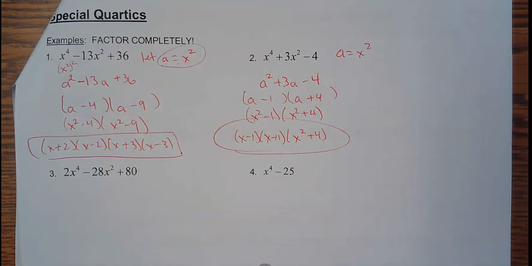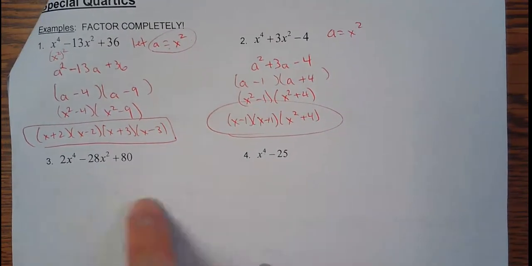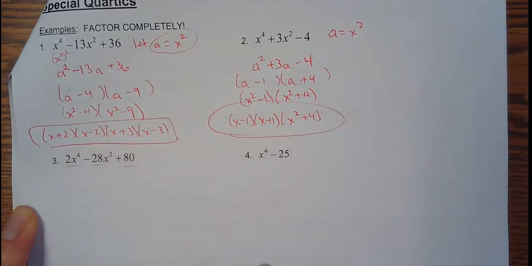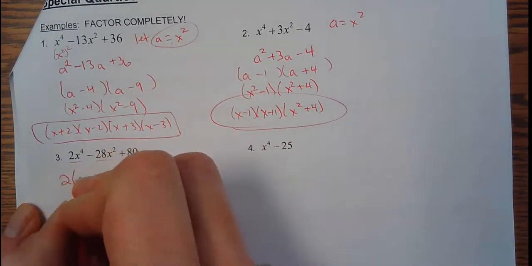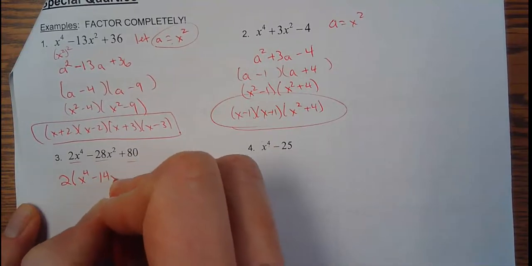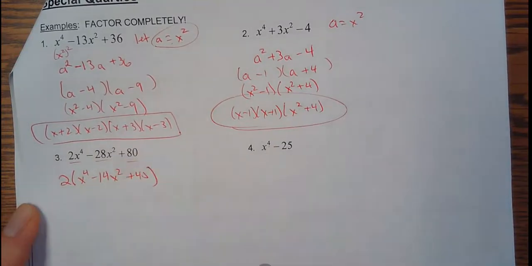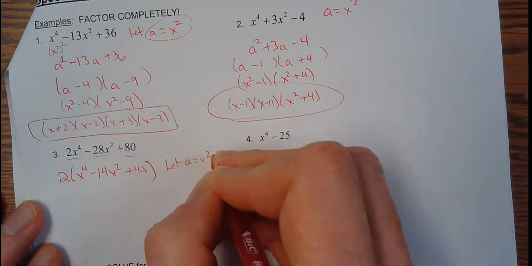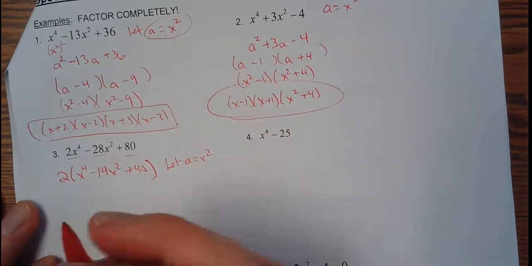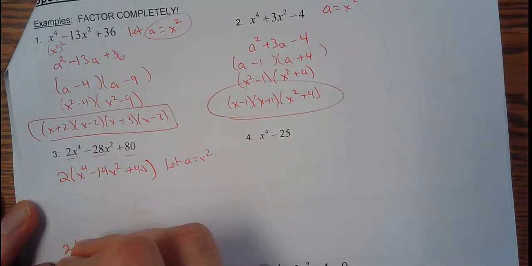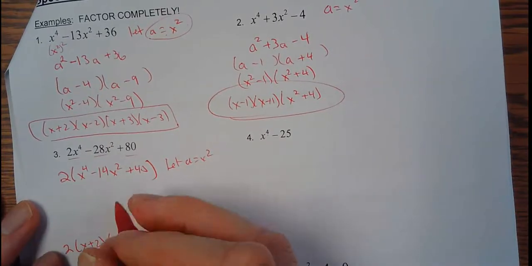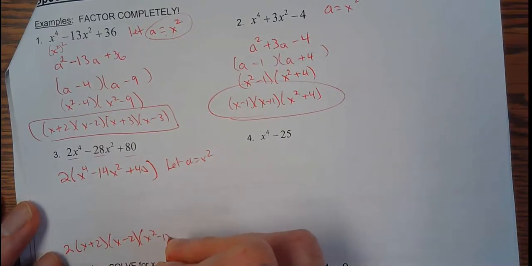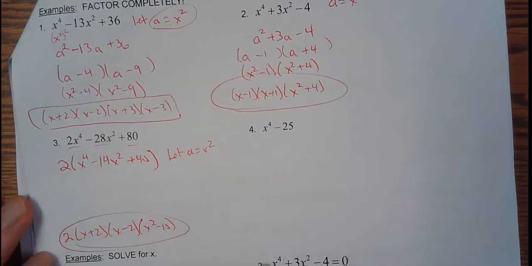Okay, let's see, this guy. Before you do this one, also look, is there something they're all divisible by? Like here, they're all divisible by 2. Okay, and then let a equals x squared. And if you go all the way down with that, I'm just going to write down the answer here, and you can give it a try if you feel like you need to when you're all done. So there would be the answer for that once you're all done.